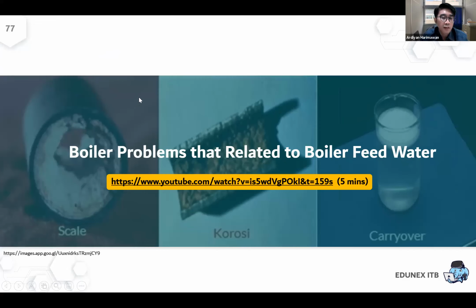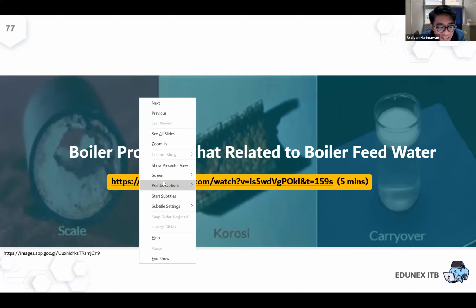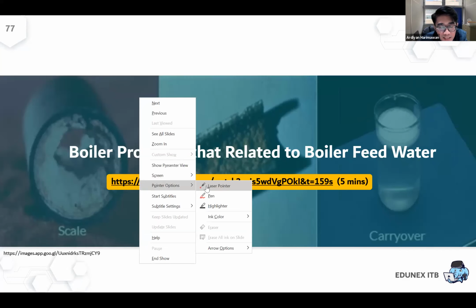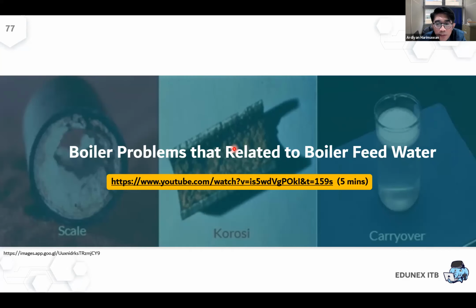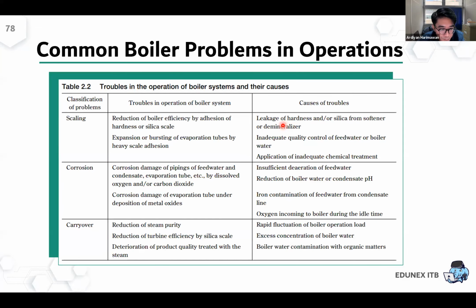Okay, hopefully from the video you can understand better. Yeah, this video explained to you the part of the boiler. So you have a furnace at the bottom, and then the boiler proper, and then the top part will be where the steam is flowing to the next process. And basically, there are 3 common problems encountered in boiler operation.